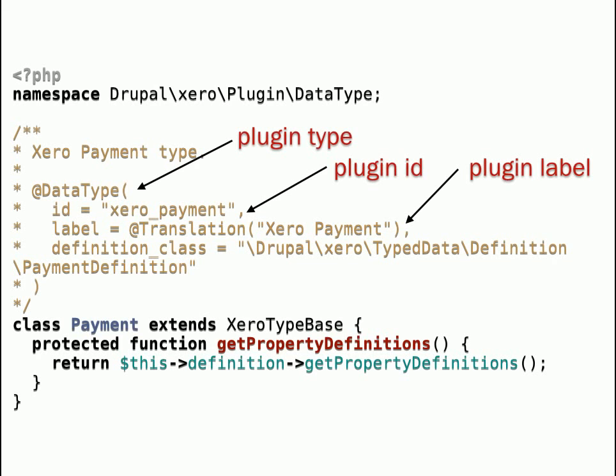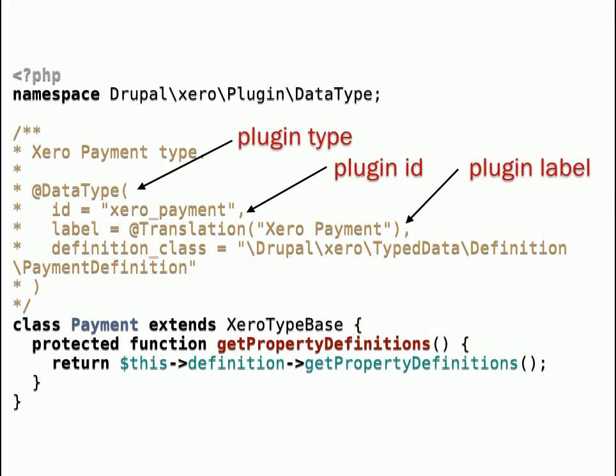And the answer to this is plugins. So like a lot of things in Drupal 8, type data are plugins. And so it's got a plugin type. We're describing a data type. And it's got the familiar plugin ID and labels. And this is pretty much my payment class, which describes that an invoice can have payments attached to it. So it's a payment that's coming in from AR or accounts receivable.